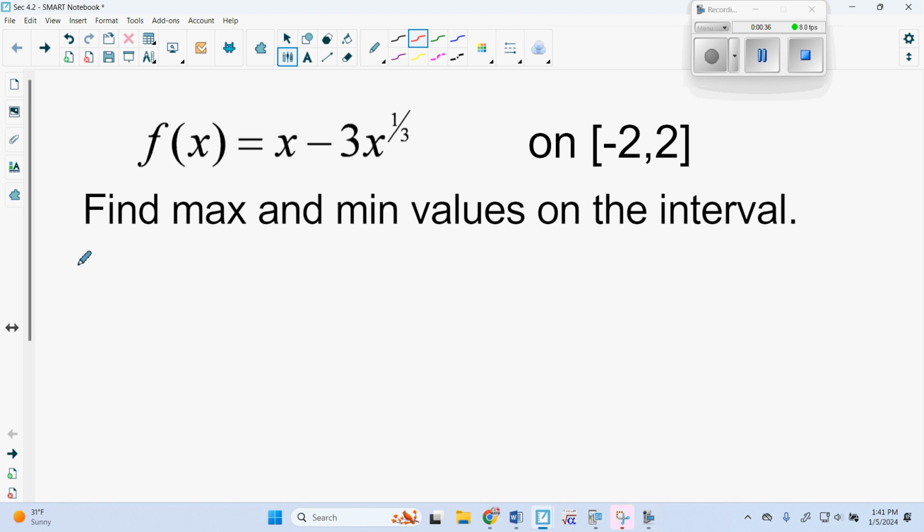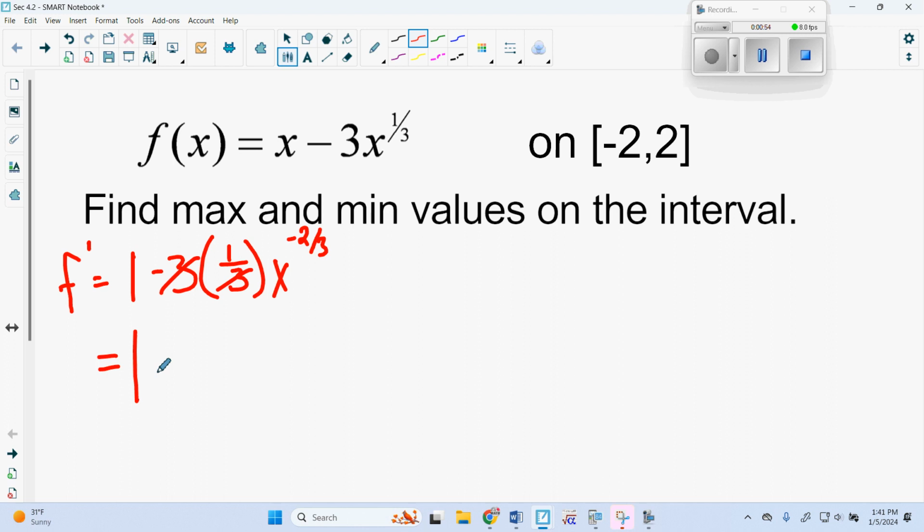So the first thing we need to do is to find our critical numbers. And to find the critical numbers, you have to take the derivative. The derivative of x is 1 minus 3, bring down the 1/3, subtract 1, is x to the -2/3. The 3's cancel. So our derivative is 1 minus 1 over x to the 2/3.